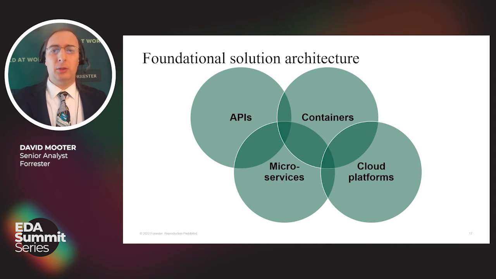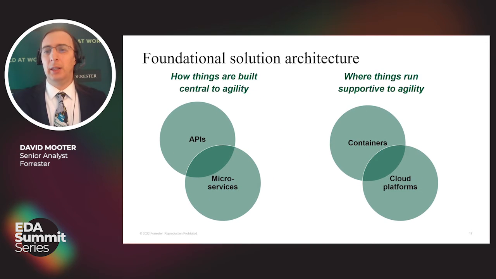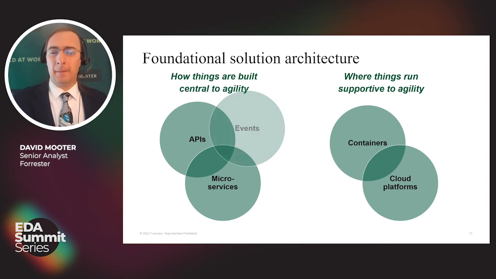All right, so foundational solution architecture. In the past, Forrester promoted the notion that where things run to support agility are containers and cloud platforms. That's still the case. But central to agility is how you build things. That's API microservices in the past. That's what we focused on.